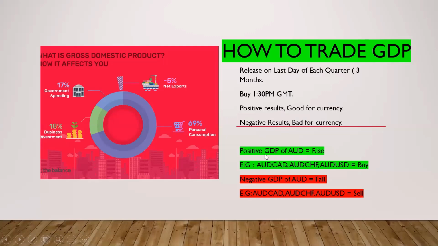So when you have a positive GDP on Australia, it means that the Australian currency is going to rise. Then when you have a negative GDP on Australia, it means that the Australian currency is going to fall. Then if you want to apply it in trading, you come to Australian Canada, Australian Swiss franc, or any currency paired with Australia, in which Australia is the base. Then you place a sell.